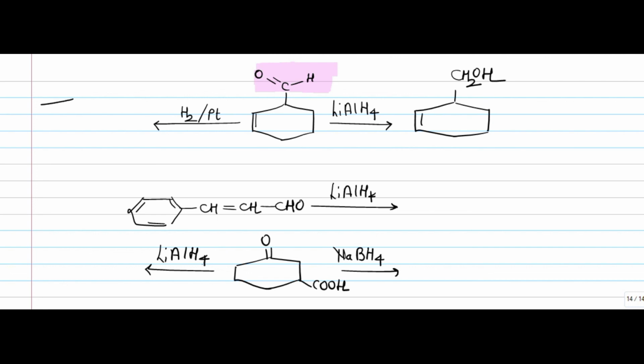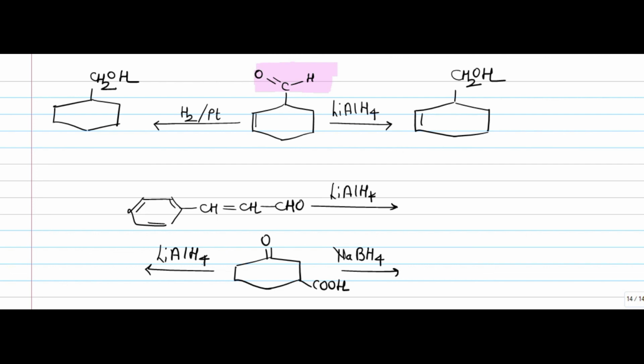Whereas here, because H2 with Pt or nickel is capable of reducing the carbon-carbon double bond as well, the carbon-carbon double bond is reduced and this is converted into CH2OH. So here you understand the selectivity: lithium aluminum hydride or sodium borohydride are ineffective on carbon-carbon double bonds.